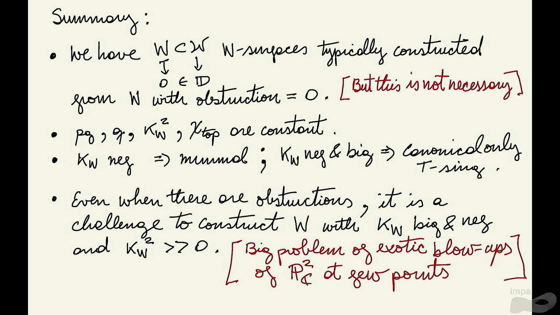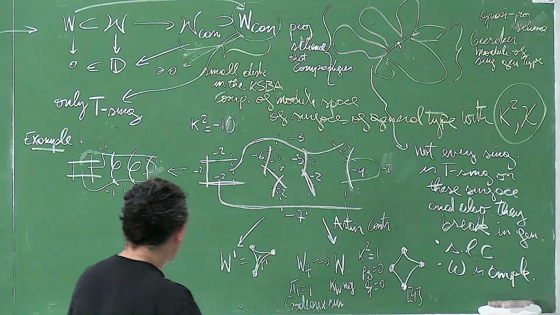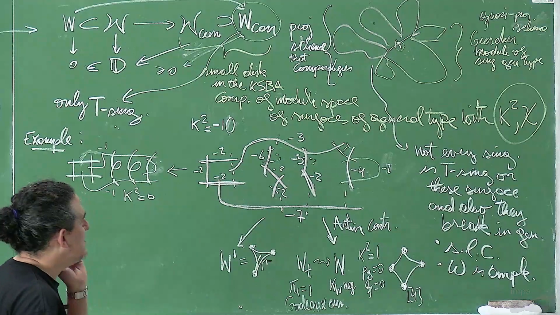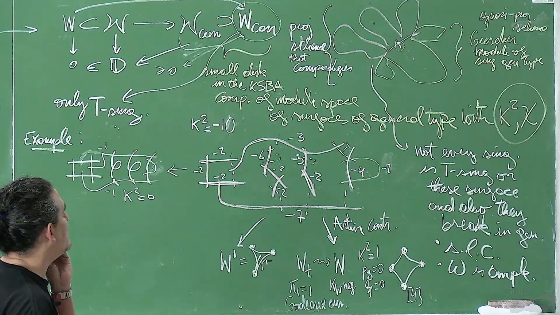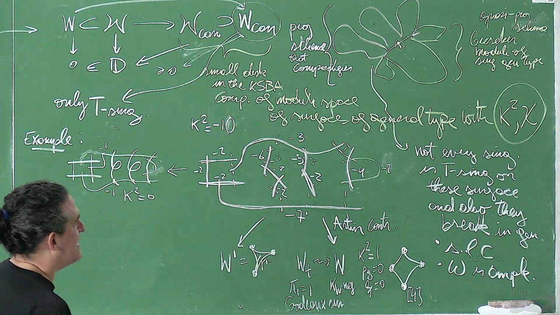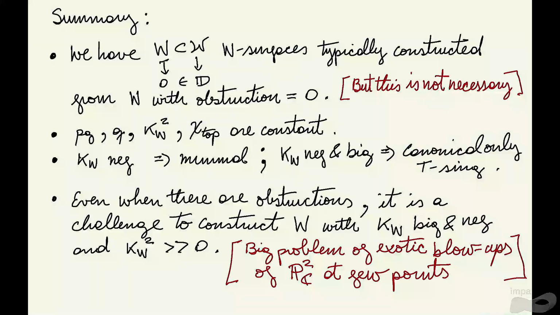So we have these W surfaces that are typically constructed in this way, so very abstract. You have a bunch of rational curves, you do blow-ups, you contract, and you try to compute obstruction. If obstruction is 0, then you have a situation like this. Typically, it's like that. But it's not necessary. Maybe the obstruction is not 0, but maybe you have a situation like that, but it's difficult to guarantee that you really have it. So typically, you have obstruction 0.